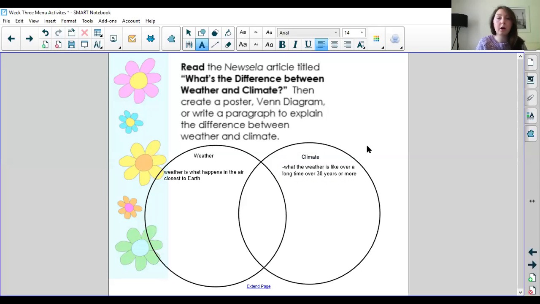And I would just keep going and keep filling in my weather side and my climate side. Then the most interesting part to me is what they have in common. What do weather and climate share? So to complete this activity, you're going to either finish the Venn diagram, or maybe you're making a poster, or maybe you're writing a paragraph. Either way, make sure that you describe the difference between those two terms, weather and climate, and make sure to talk about what they share in common.